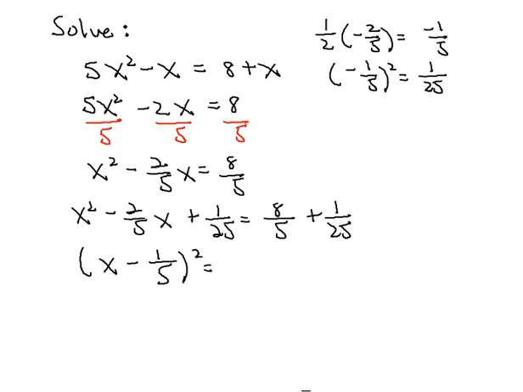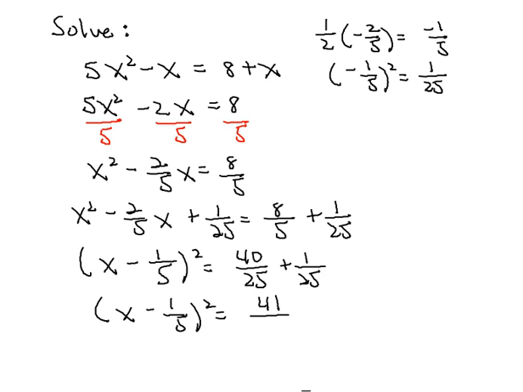And we will need to get a common denominator on the right hand side. So the 8/5 will turn into 40 over 25. Then plus the 1/25. So we then have x minus 1/5 quantity squared is equal to 41 all over 25. So now we're at the point where we can take the square root of each side of the equation.